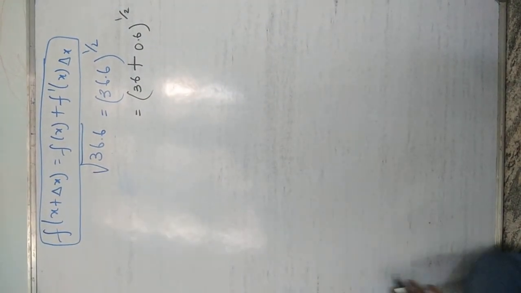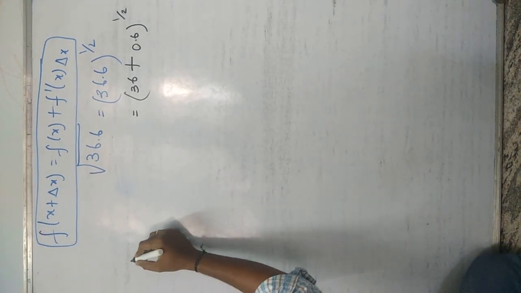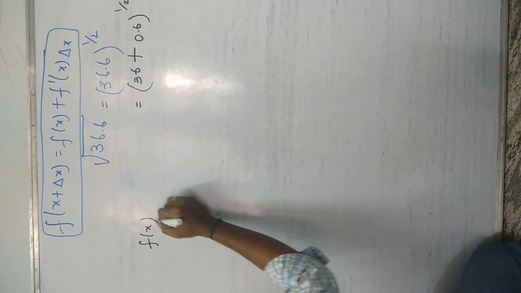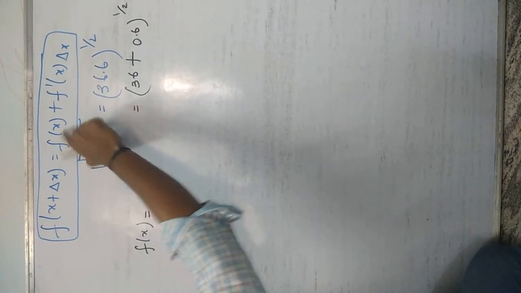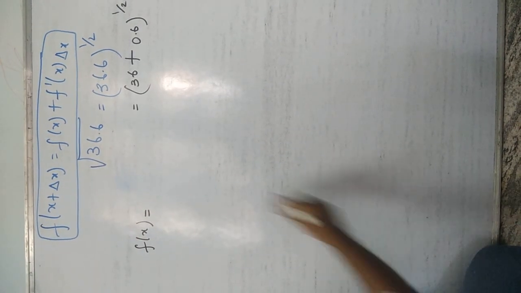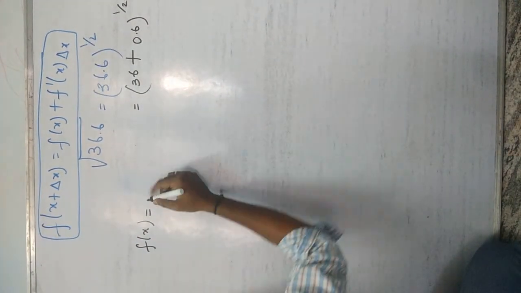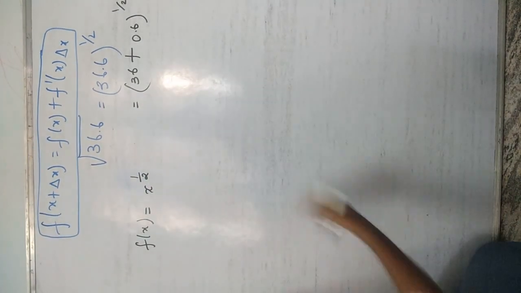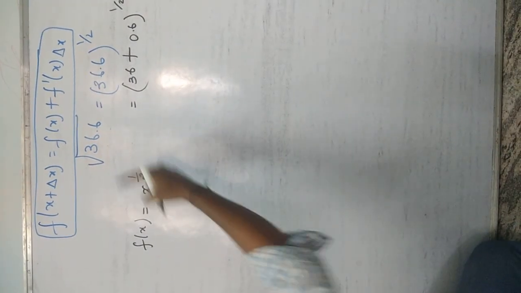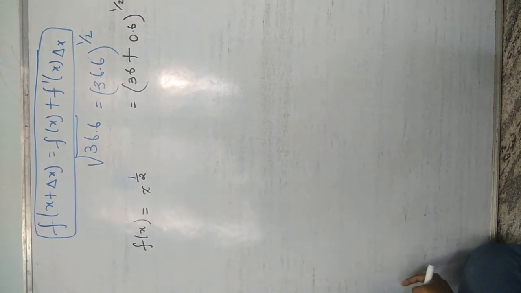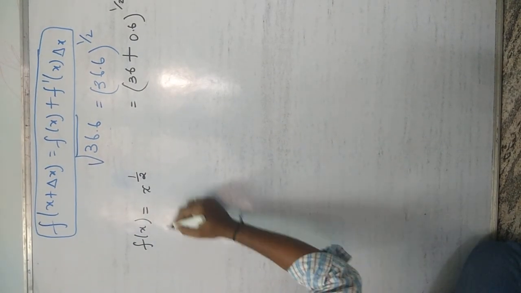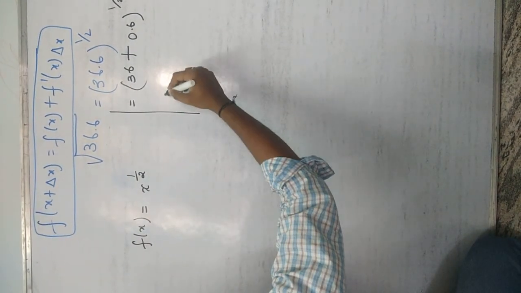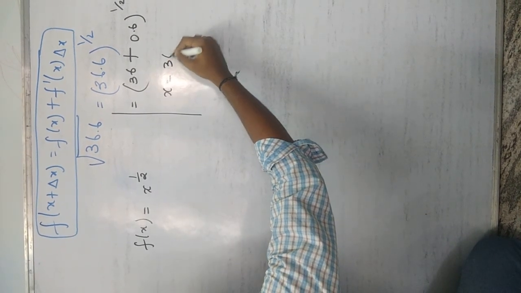Now I'll move on to the formula. We have to choose f of x. f of x is a must. So f of x is equal to x to the power 1 by 2 if it is power 1 by 2. If it is power 1 by 3, x to the power 1 by 3. If it is power 1 by 4, x to the power 1 by 4. If it is power 1 by 10, x to the power 1 by 10. Shortcut.